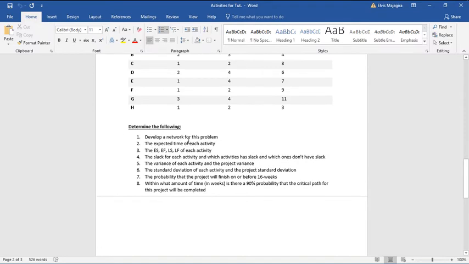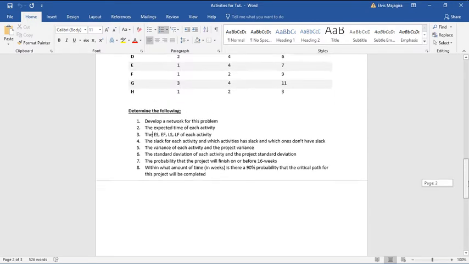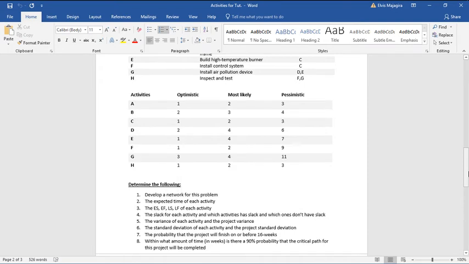The first question is to develop a network for this problem, with the expected time of each activity until the end, within what amount of time in weeks. Is there a 90% probability that the critical path for this project will be completed? In this tutorial, I am not going to explain terms like critical path because I assume that we are all aware of those terms. If anybody is lost with terms, he can refer to the book. Let's start with developing a network for this problem.